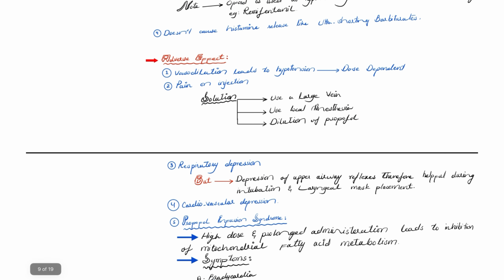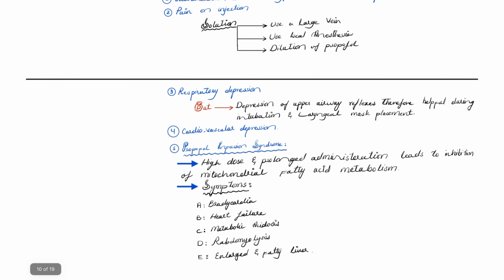Now, adverse effect of propofol. It causes vasodilation which leads to hypotension. However, the severity of hypotension is dose dependent. It is painful on injection. If you want it not to be painful on injection, then use a large vein or use local anesthesia or dilute propofol with injection water.